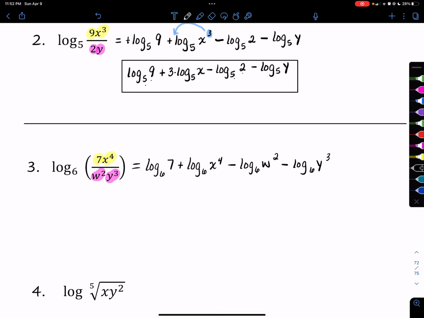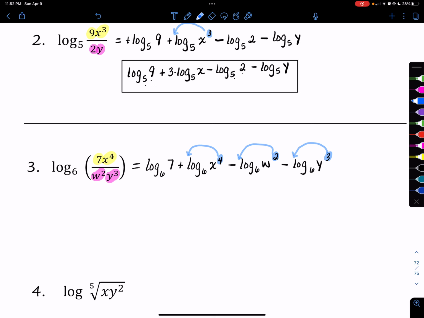Now, you definitely need to have that base. Without that base, I'm assuming that you're talking about base 10, which we're not. So you've got to keep that base on there. Okay, let's go see if there's anything that is the power rule. Well, 7 does not have an exponent other than 1. X has a power of 4, which we will move in front of its log. W has a power of 2, which we will move in front of its log. Y has a power of 3, which we will move in front of its log.